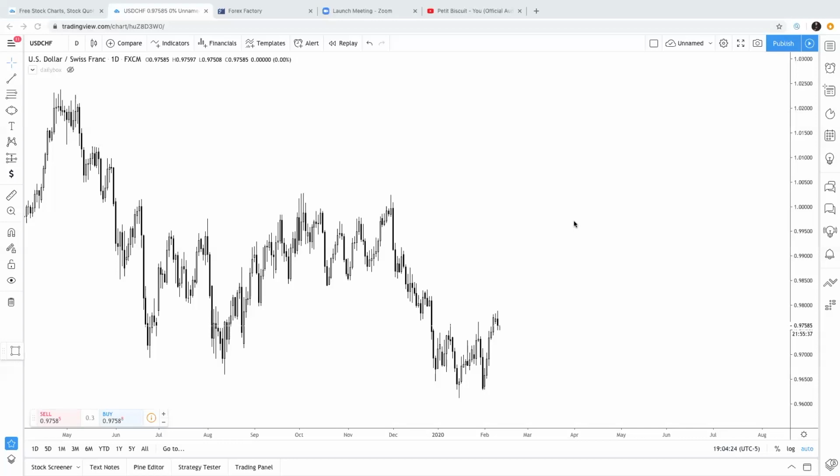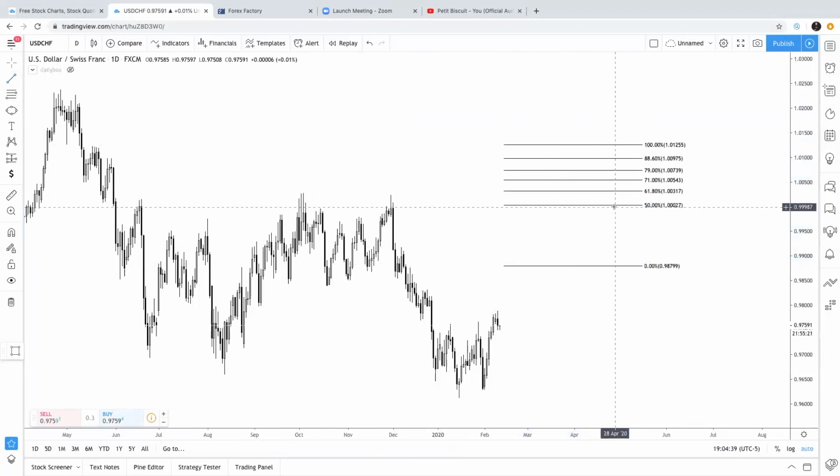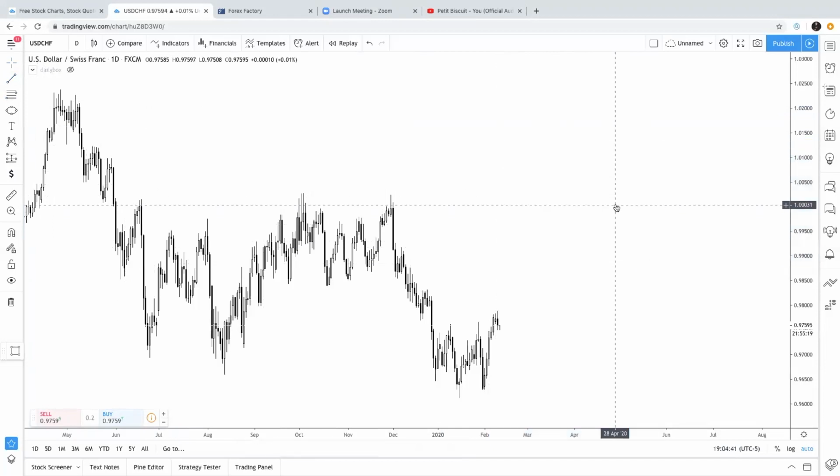So how do we identify the equilibrium? Well, the equilibrium is very simple. If you take your Fibonacci tool and draw it out, that 50% is going to be the equilibrium. So all you need to do is identify a clear impulse price swing, draw your fib from high to low or low to high, and the 50% is going to be your equilibrium.